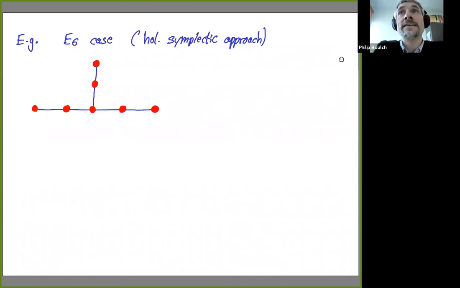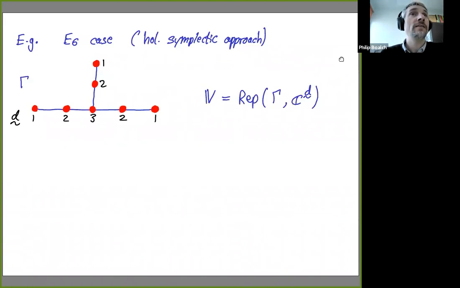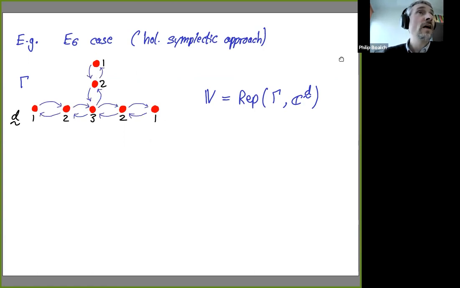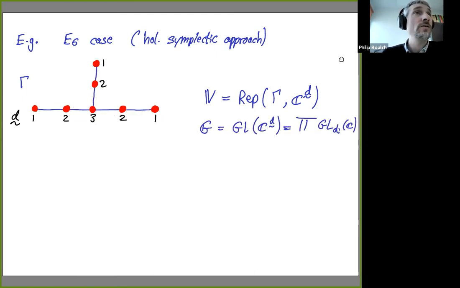For instance, for E6, you would draw the affine Dynkin graph like this. You would take the minimal imaginary root, or the dimensions of the corresponding representation of the finite group, and put a vector space of that dimension at each node, and you would look at the maps. So a representation of a graph is a representation of the doubled quiver, with maps in both directions along each edge, and you construct this large graded group. This is like the graded automorphisms of the graded vector space.